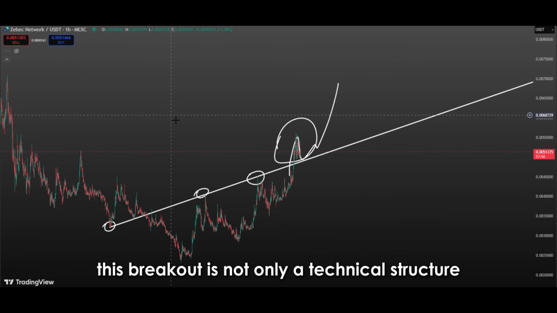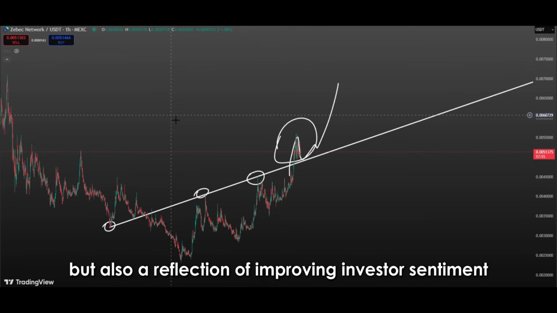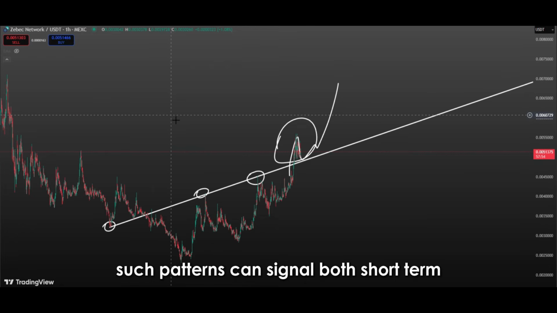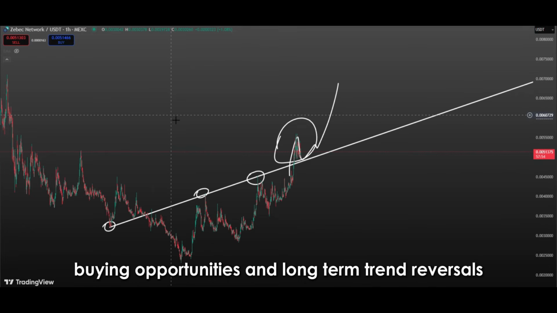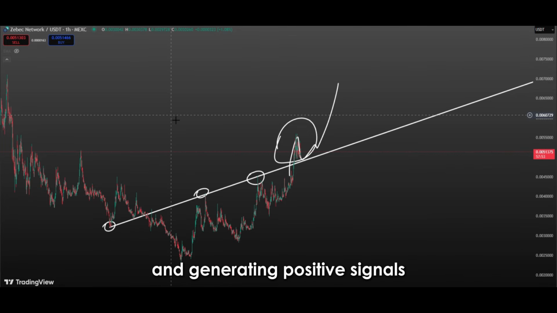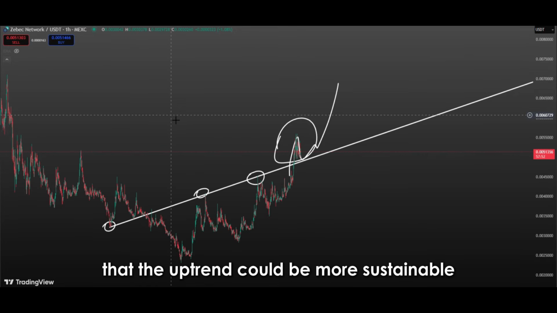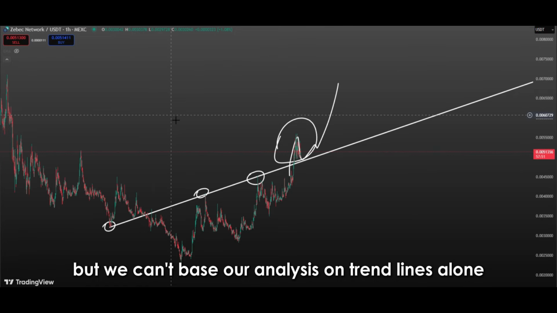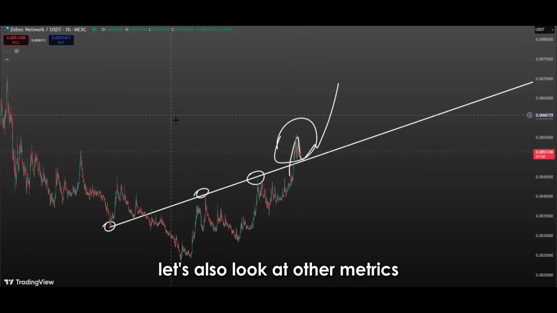This breakout is not only a technical structure, but also a reflection of improving investor sentiment. For this reason, such patterns can signal both short-term buying opportunities and long-term trend reversals. The fact that the price is forming the structure and generating positive signals gives investors strong confidence and increases expectations that the uptrend could be more sustainable. But we can't base our analysis on trend lines alone. Let's also look at other metrics.